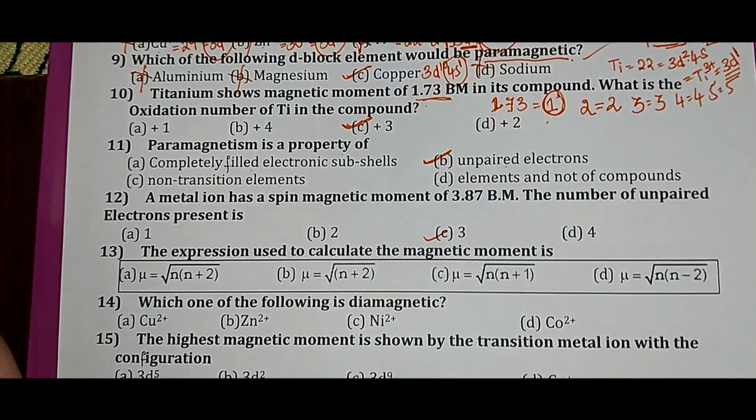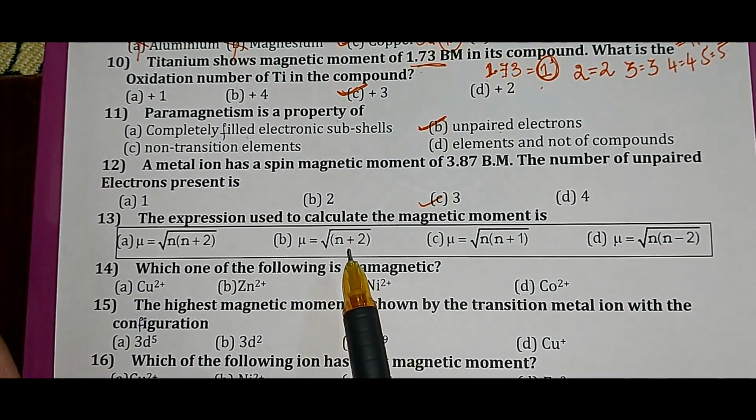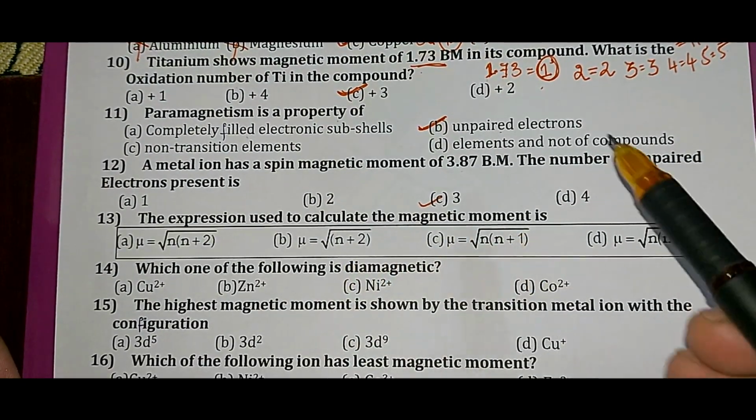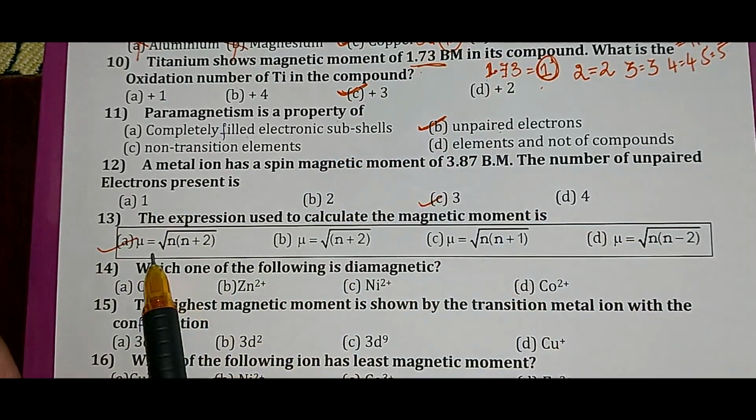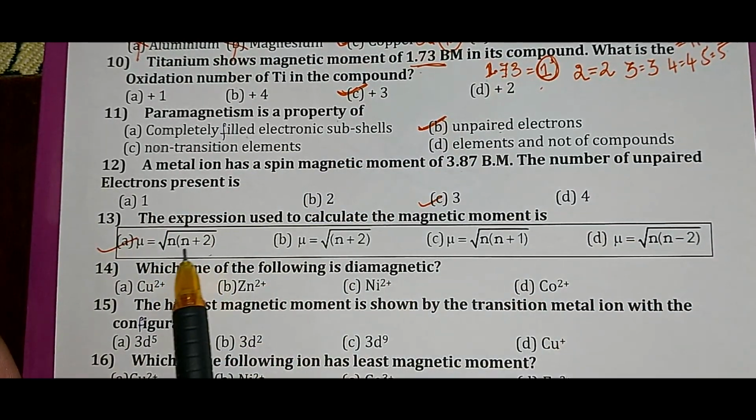The expression used to calculate the magnetic moment is: the expression used to calculate magnetic moment is mu equals root of n into n plus 2, where n is the number of unpaired electrons and the unit for magnetic moment is Bohr magneton.